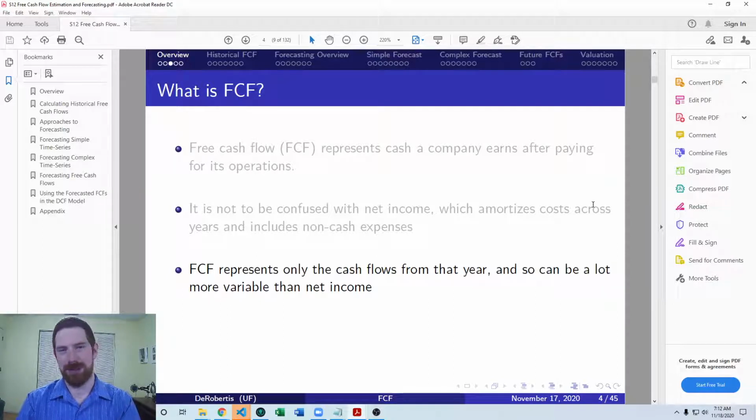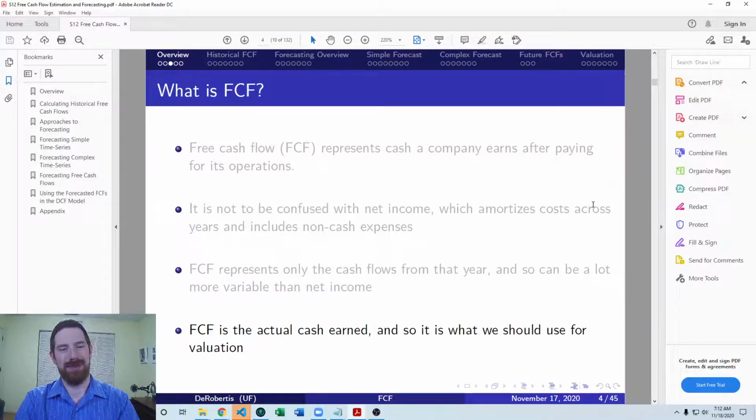If they purchase a building, which they're going to use over 15 years, with free cash flows, all of that expense is coming in the year where they actually purchased the building. So it's when was the cash actually spent, not when is the asset going to be used. Why do we care about free cash flow over net income for valuation? Free cash flow is what is actually going on with the cash, and so that's what we want to consider for the valuation.